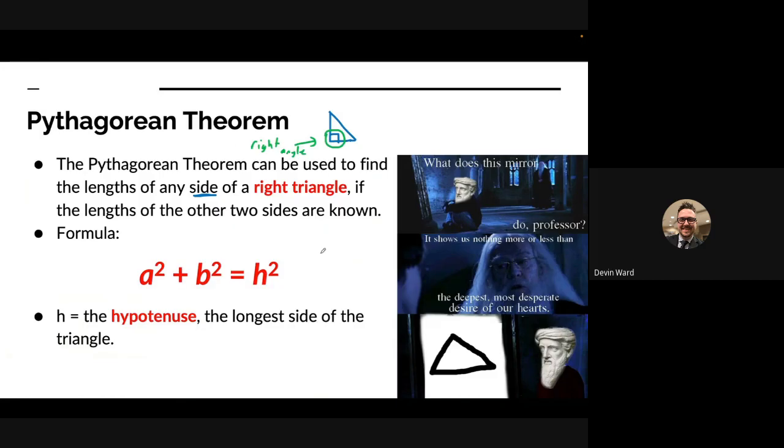Okay, so just going back up here, what we have is A squared plus B squared equals H squared. So if we take A and square it and add that to B and square it, that will equal our hypotenuse squared. And then that's how we can calculate any side length. So if we know A and B, we can calculate H. If we know A and H, we can calculate B, or if we know B and H, we can calculate A.